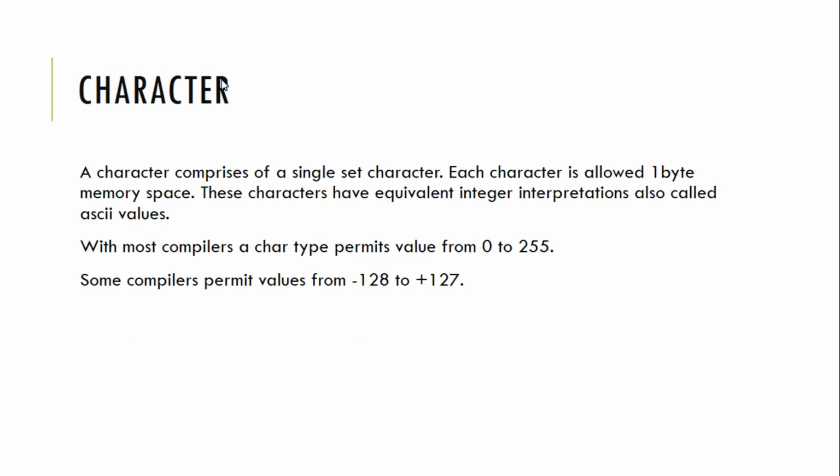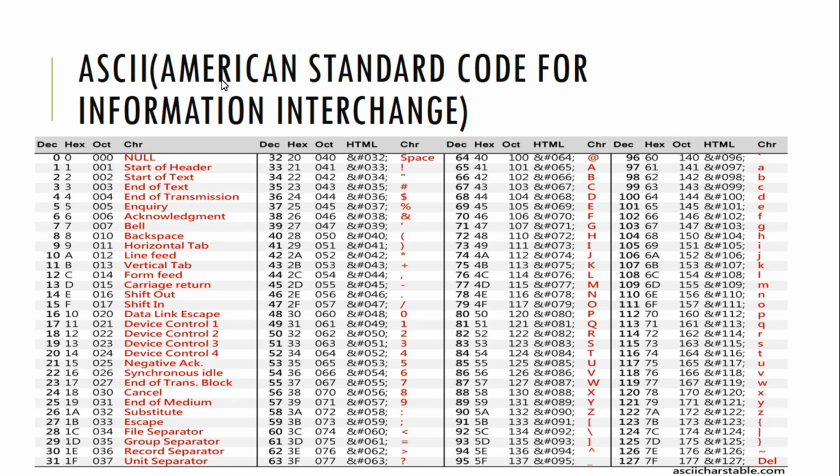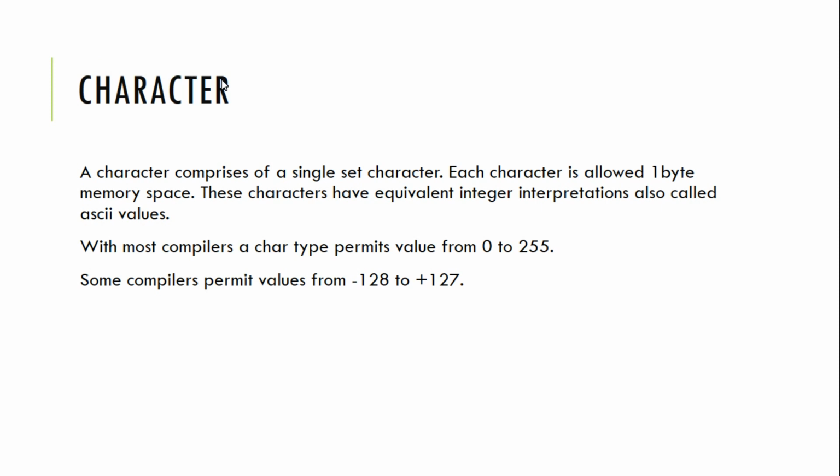We have learned about characters, and we have learned about ASCII. Now in case of characters, you see there is a line: with most compilers, a character type permits values of 0 to 255. Alright, what does this mean? See, a character has 1 byte, that means it can hold 2 to the power 8 values. 2 to the power 8 means it is 256, if you calculate it.